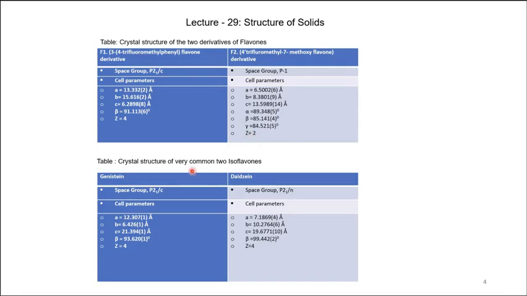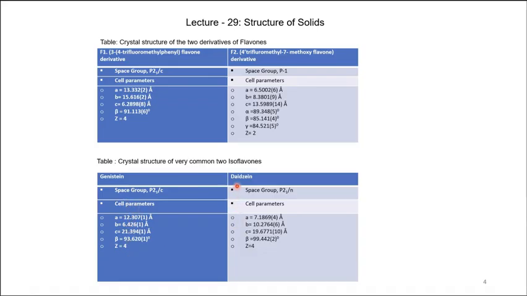Okay. Similarly, if we go for the isoflavones, two common isoflavones are genistein and daidzein. The space group for genistein is P21/c, which is the same space group as the F1 derivative of flavones, but the cell parameters are different. This genistein is a monoclinic system, and cell parameters are as follows.